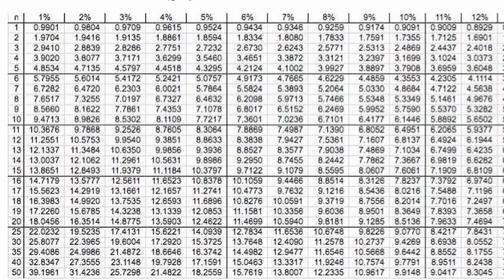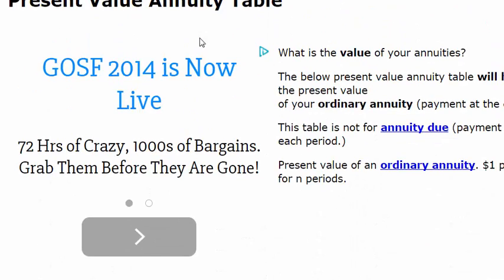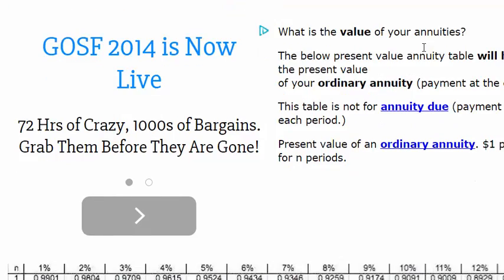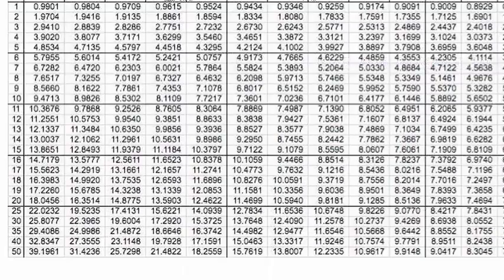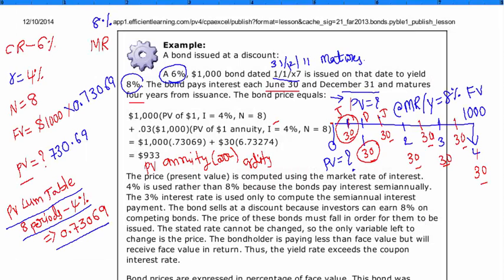So this is the present value annuity table, and this is the ordinary annuity table. Ordinary annuity table, 4%, 8 years. Again 4%, 8 years says 6.73274. This is the present value factor of ordinary annuity. Then you take this value and multiply it by 30.